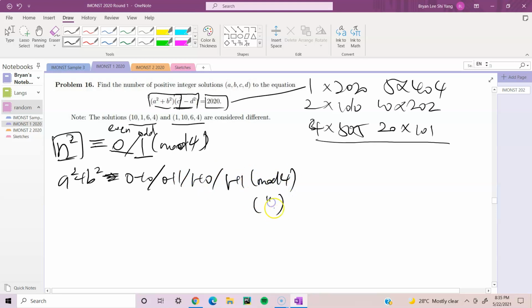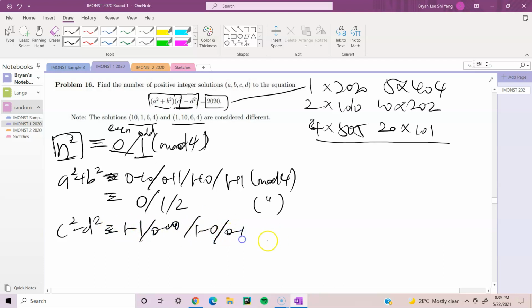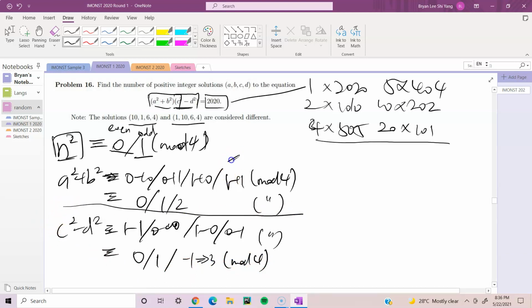This will be equal to 0 or 1 or 2 mod 4, right? Then for c squared minus d squared, we would have something congruent to 1 minus 1, 0 minus 0, 1 minus 0, and 0 minus 1 mod 4. And then finally it will become 0 or 1 or minus 1, which if we add 4 to it, will become 3 mod 4.